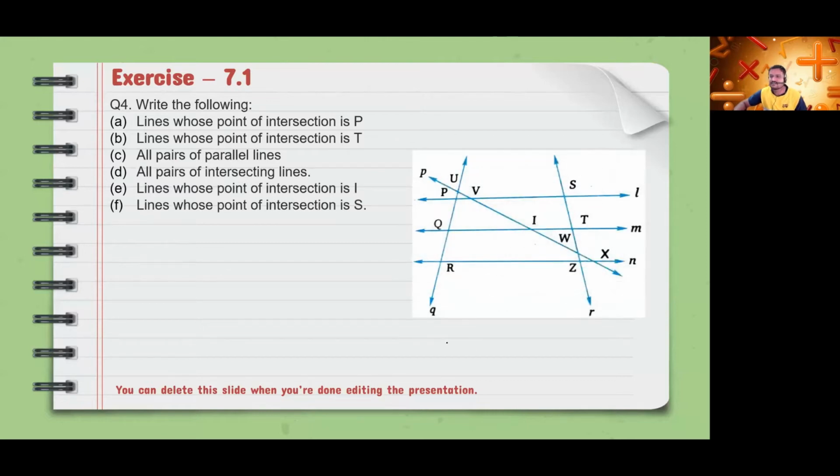Okay, the figure is given to us. We have to first tell lines whose point of intersection is P. Okay, Reva Khillare, first one. Yes, sir. The first answer is I and Q. Line, it should be line. Line whose point of intersection is P.